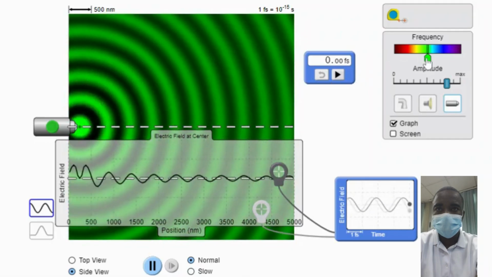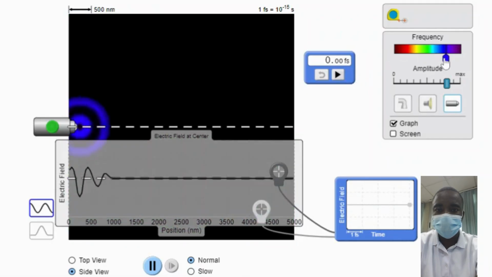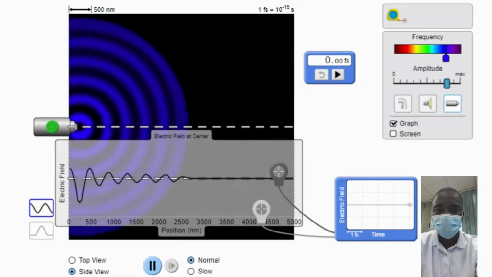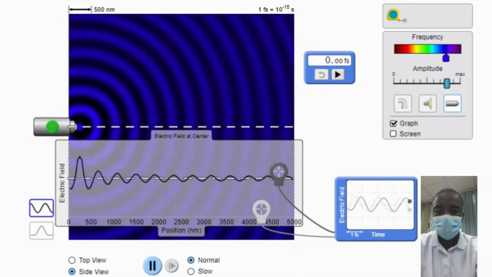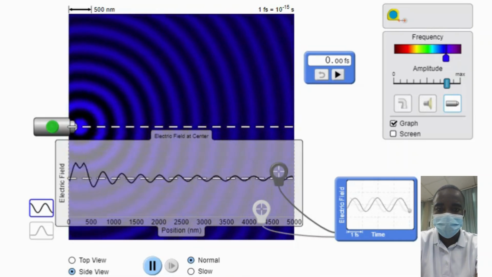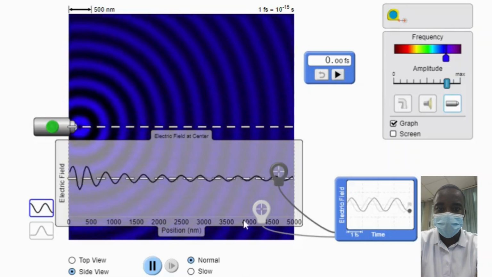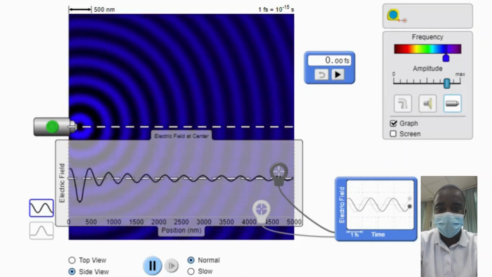The wave interference simulation is a valuable tool for teaching and learning about the principles of wave interference and diffraction. By providing an interactive, visual, and comprehensive platform, it helps students understand how waves interact and create interference patterns.